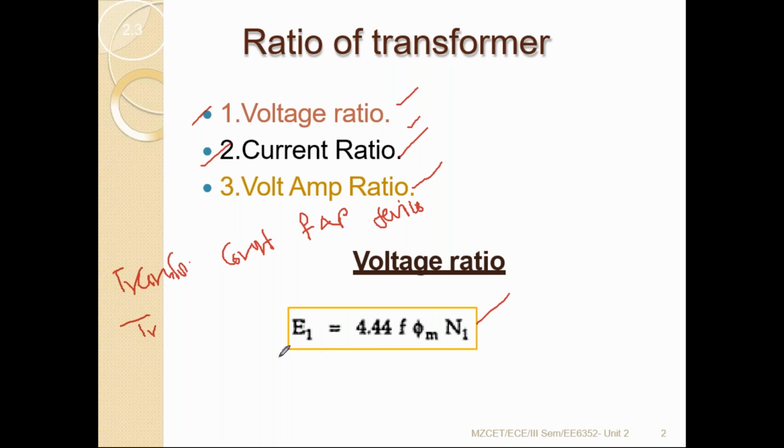Now we will see the EMF equation that represents the primary. So E1 is equal to 4.44 f phi of N1. So how did you get this value?